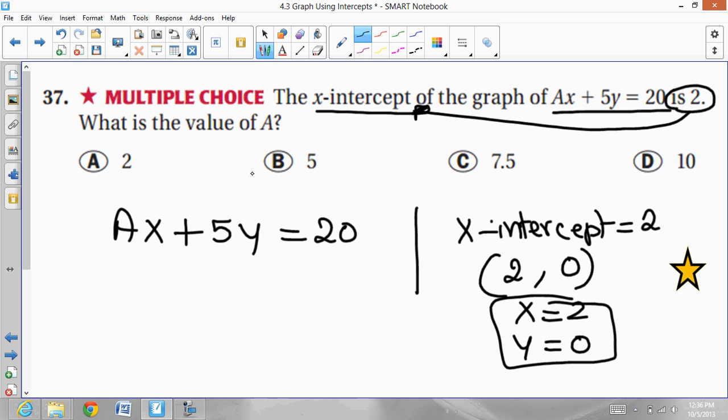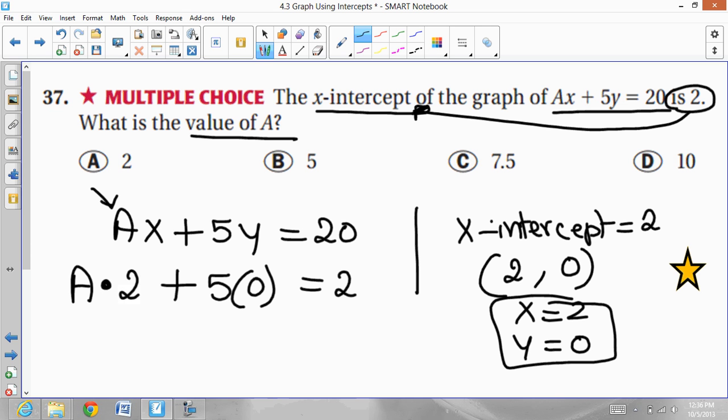Remember, they are asking you to find the value of a. So a, I'm going to keep as it is, which is what I want to find. Now x, I'm going to replace by 2. So a times 2 plus 5 times y, where y is 0, equals 20. A times 2, I'm just going to shuffle using the commutative property to give me 2 times a, plus 5 times 0 is 0, equals 20.